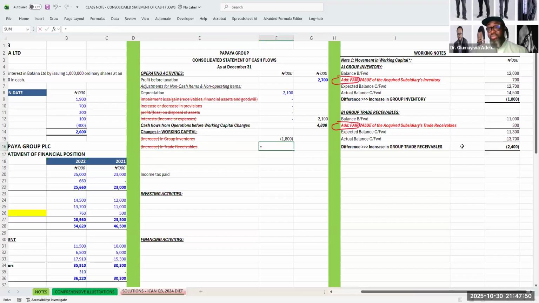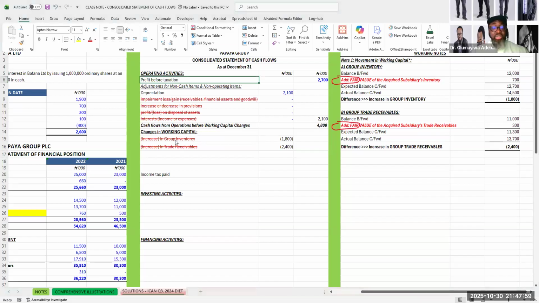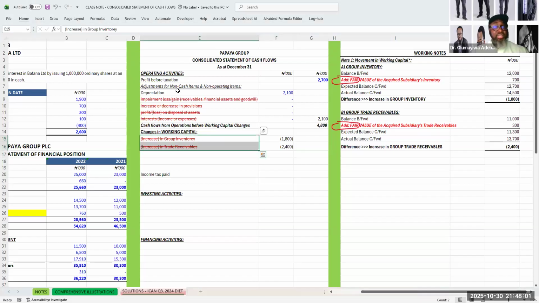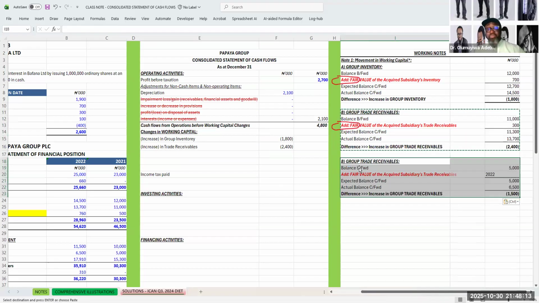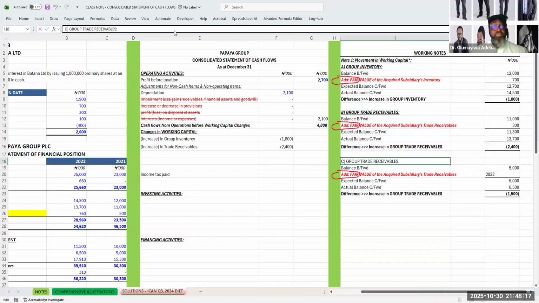By how much? By 2.4. Now, we'll also do the same thing for the last but not the least. And what is the last but not the least? Is trade payable. Now, I'll copy the same thing, but change it from receivable to payables.